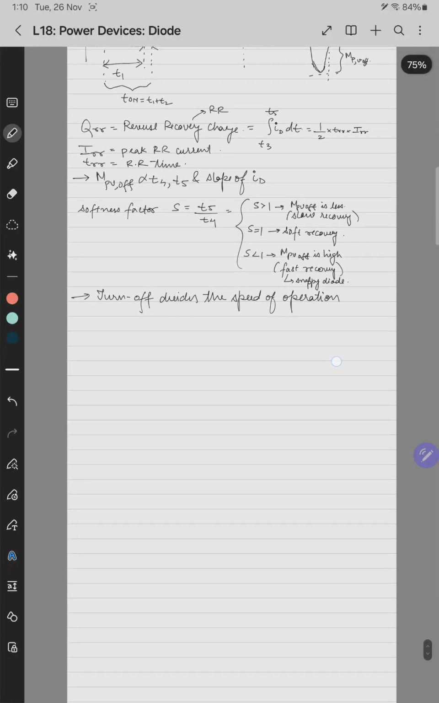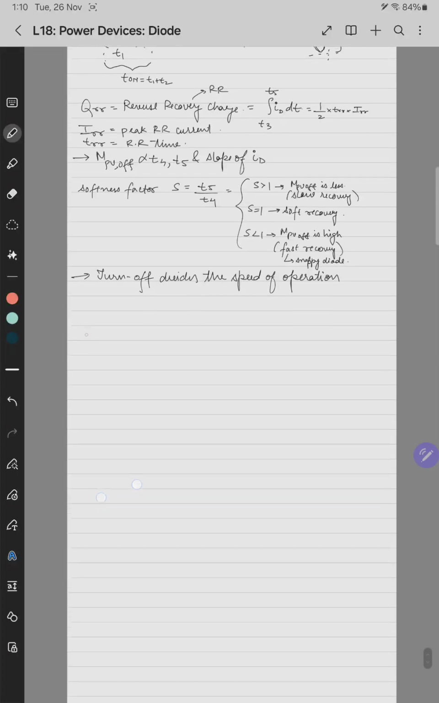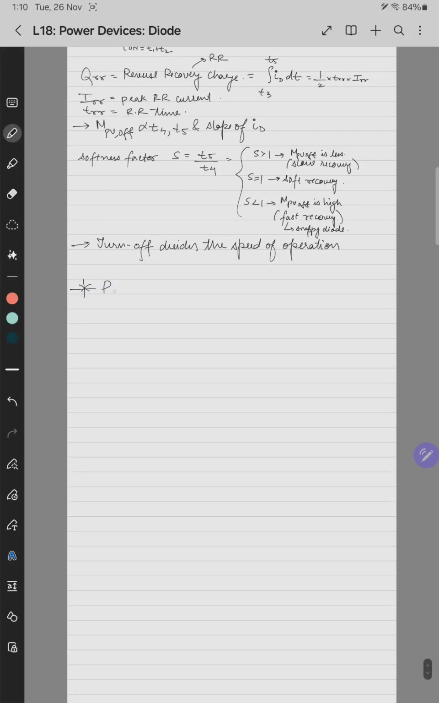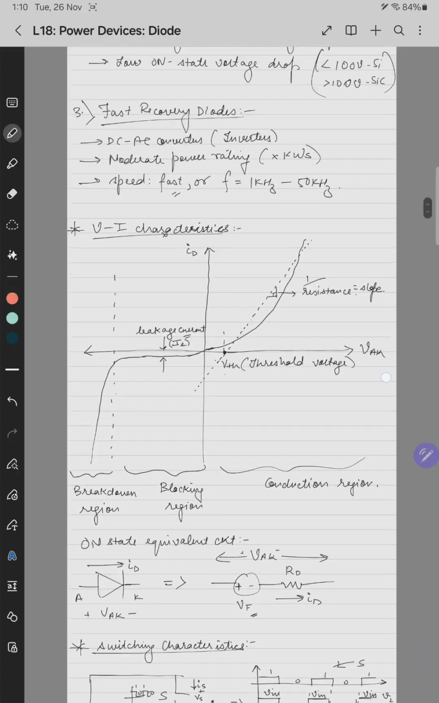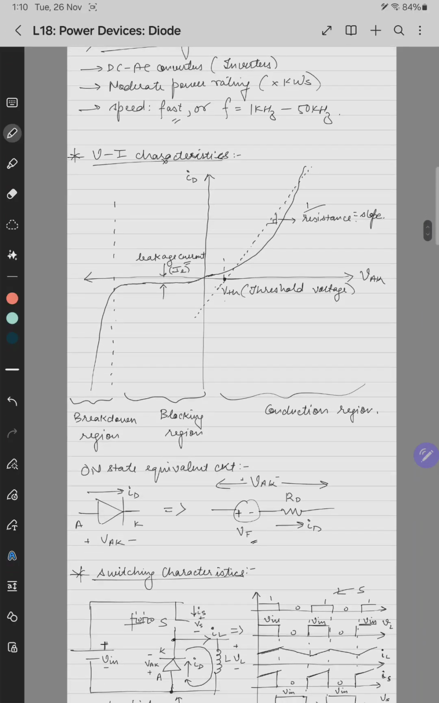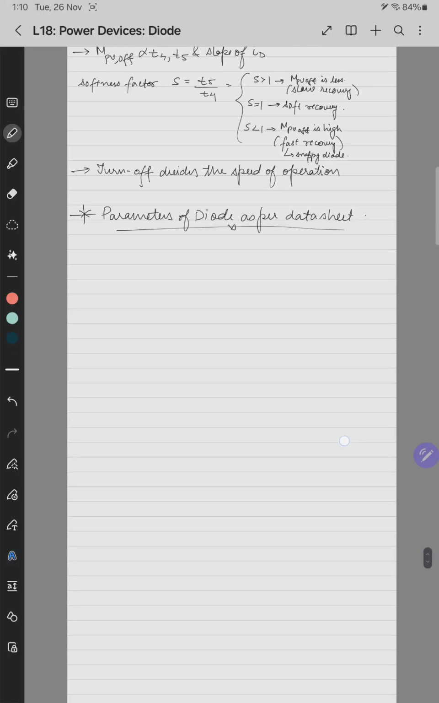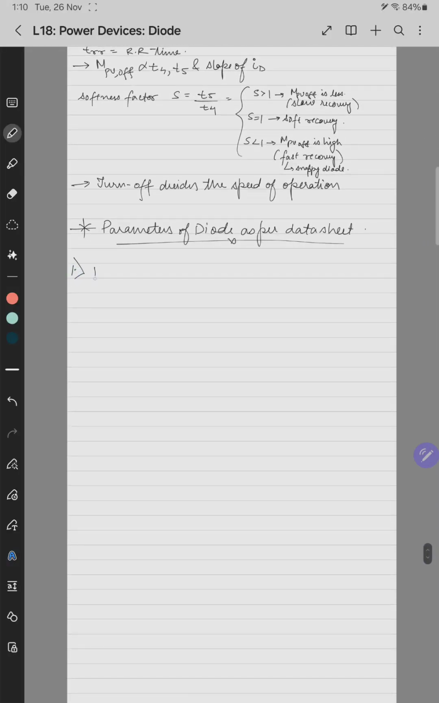So now we'll see the different parameters of a diode, parameters of a diode as per the datasheet. Basically we'll segregate these parameters into three important regions, based on the VI characteristics. That is, we have three regions: breakdown, blocking, and conduction. As per these three modes, we'll decide the characteristics. So first we'll see the breakdown region parameters.